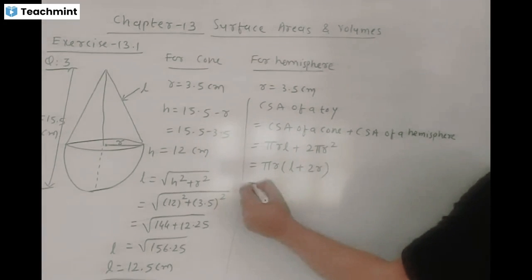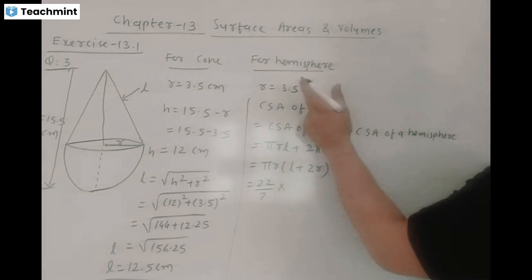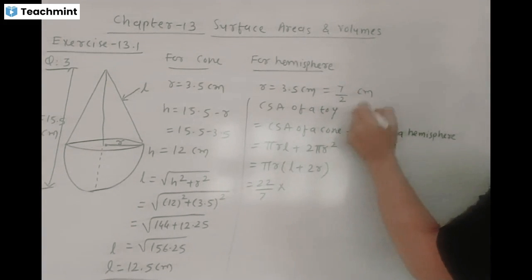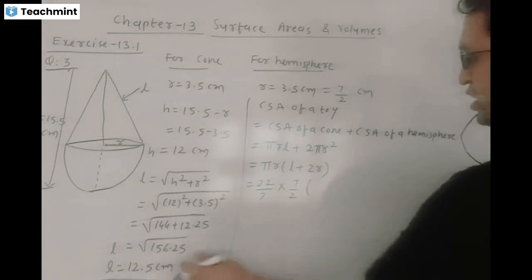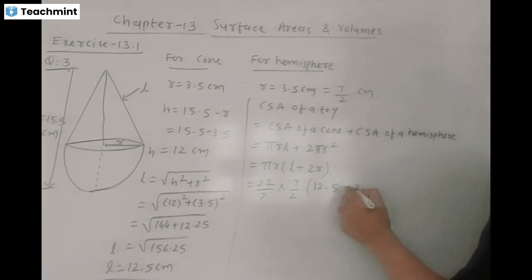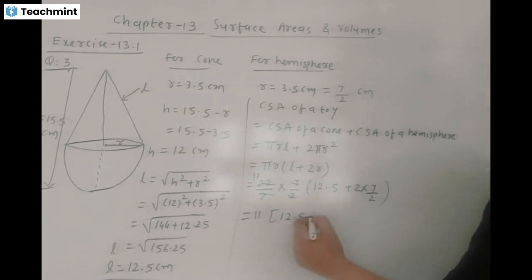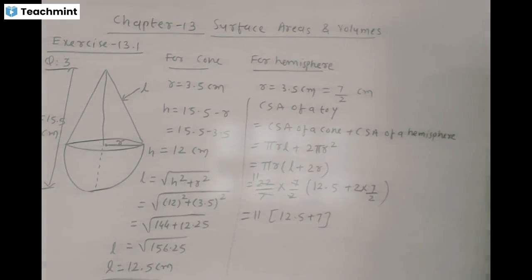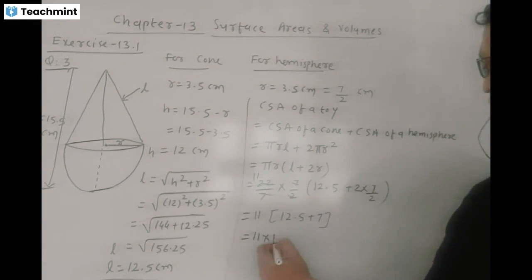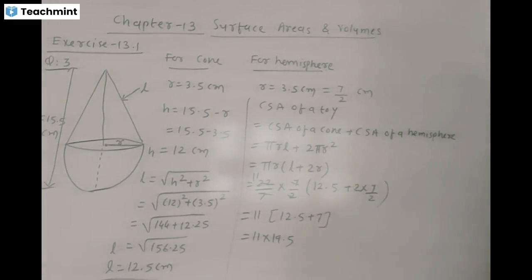What is the value of pi? It is 22 by 7. r is equal to 3.5, the same as 7 by 2 centimeter. l plus 2r, l is equal to 12.5 plus 2 into 7 by 2. 7 cut to 11, so 11 into bracket 12.5 plus 7, that is 19.5, into 11, that is equal to 214.5 centimeter square, the total curved surface area of the toy.